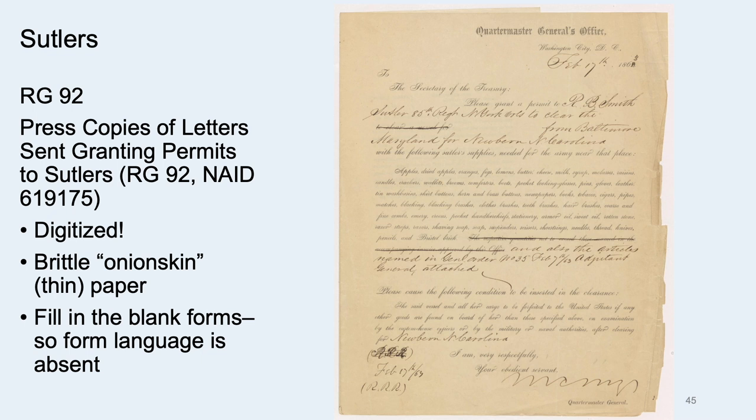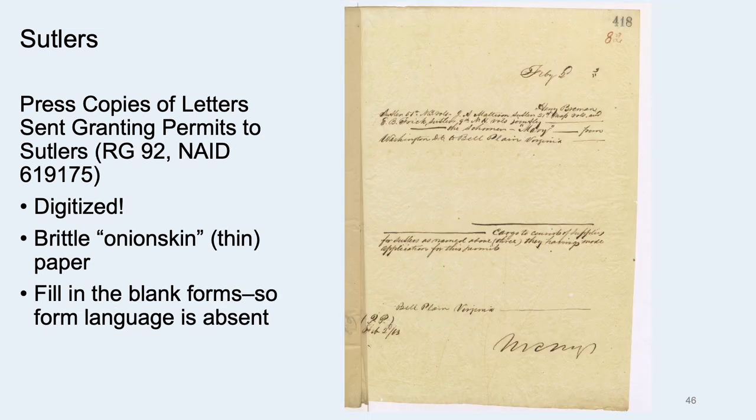They were fill-in-the-blank forms with a copy kept on a brittle onion-skin paper. That means the form language is absent, but there is one hard copy at the beginning of the series, shown here, that has the complete language. And this is what the onion-skin copy looks like. The words are the words specific to that Sutler, and all the form language is absent.